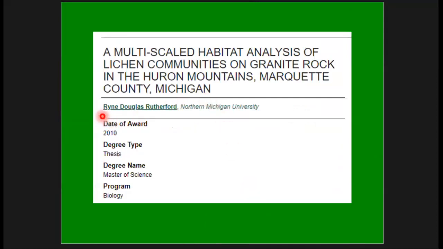And then Ryan Rutherford was one of our master's students who did his master's work looking at lichen communities in the Huron Mountains here near Marquette. He has become quite the lichen expert in the area, so if you ever want to know more about lichens, look him up. He knows his stuff. All right, so those are the fungal relationships that I wanted to talk about with regard to plant fungus. I'm hoping that between what you learned in lab and this, that will give you a good appreciation for how important fungi are in the world of plants.